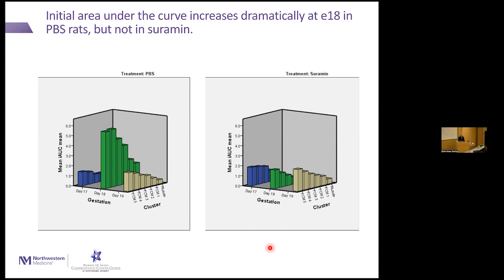and you can see differences. So in this case, I believe this is day 18, you see a big spike in the normal rat that you don't see in the suramin treated rat.